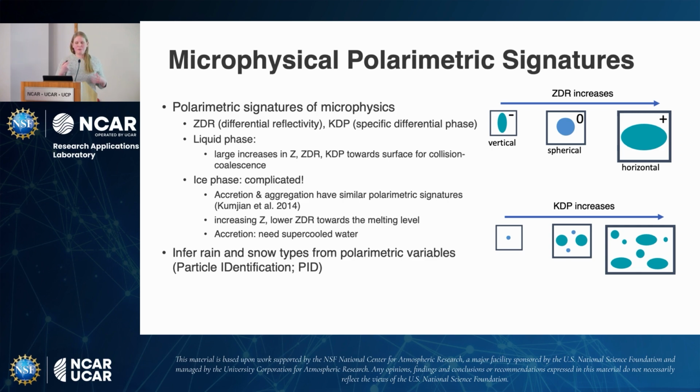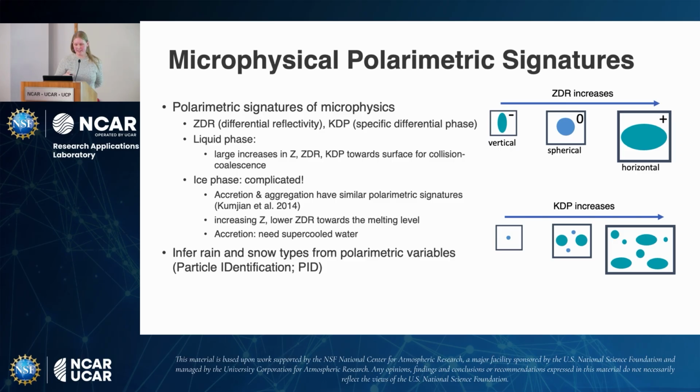In the ice phase, it's a bit more complicated. So 2 processes, accretion and aggregation, have similar polarimetric signatures. There's a really nice series of articles by Matt Kumjian about microphysical signatures in general. But basically both have increasing reflectivity and lower ZDR as you move towards the melting level. So if you only have polarimetric quantities alone, it can sometimes be hard to distinguish between the two. The big difference is that for accretion, you need supercooled liquid water to join onto the frozen particles.